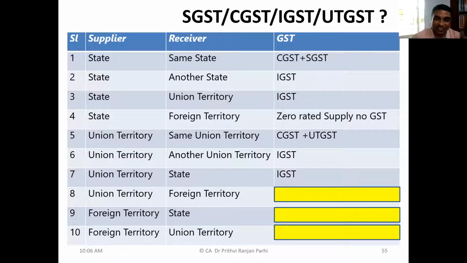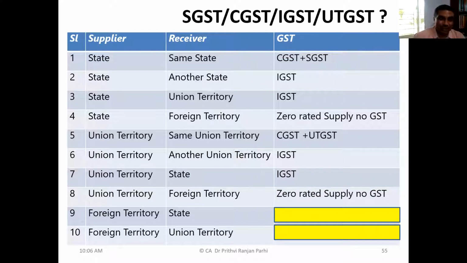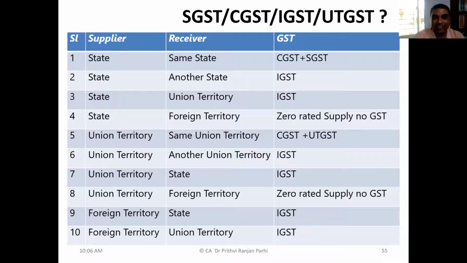No GST. Good. Supplier foreign territory, receiver state: IGST. Supplier foreign territory, receiver union territory: IGST. Fantastic.